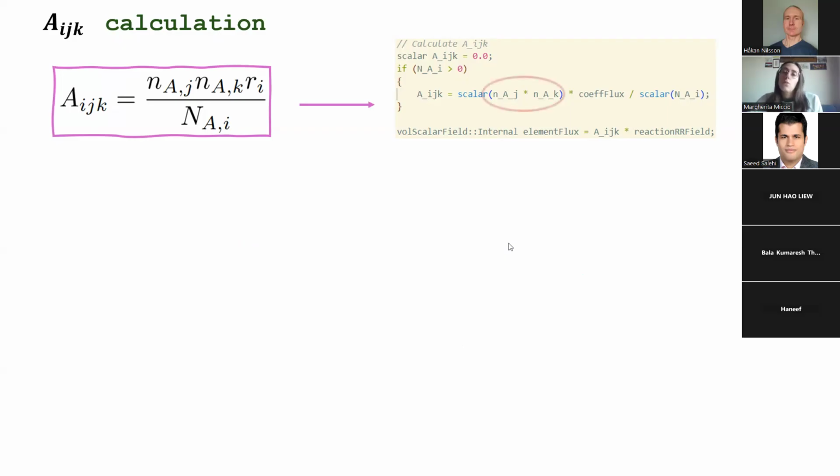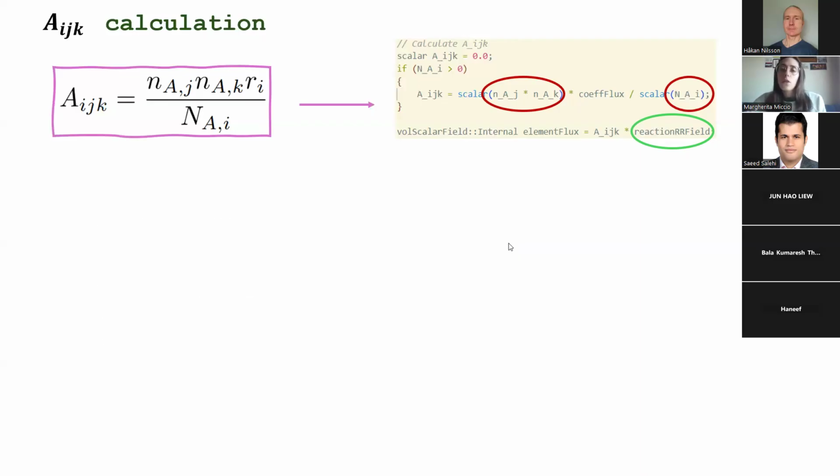So we multiply the number of atoms of J, the species J, and the number of atoms of hydrogen always in the species K. We divide all of it by the total number of the atoms we want to track. And this will still be a scalar, but then we multiply it by the reaction rate field, the Ri in the formula, which will be a field because it will change among all the specific cells in the domain. It's not a scalar anymore.